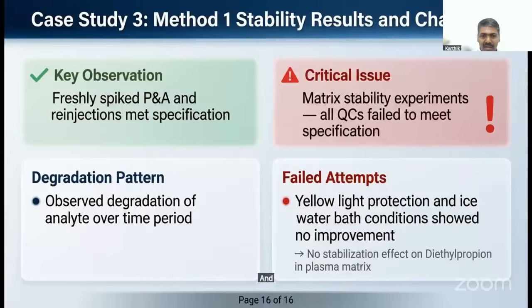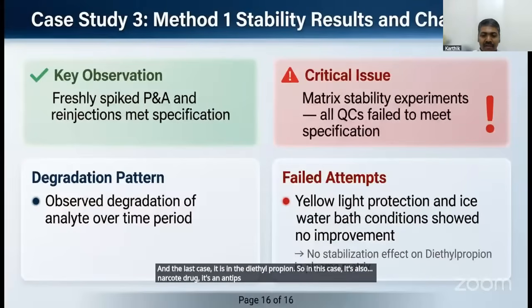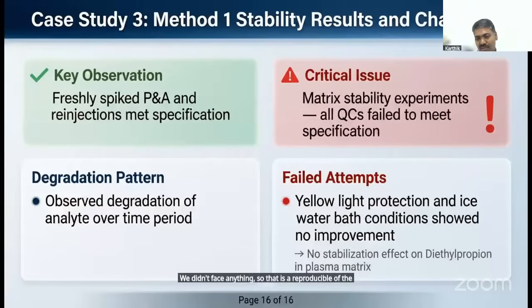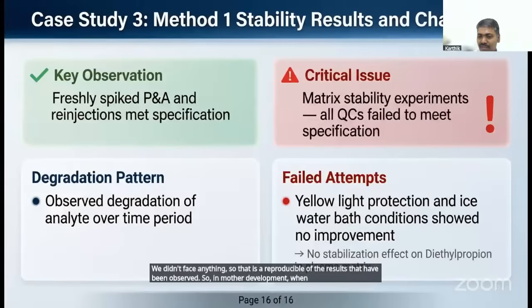And the last case is diethylpropion. It is also a narcotic drug, an antipsychotic drug. Regarding the key observation during method development, precision and accuracy and re-injection stabilities were all assessed during the initial development, and we didn't face anything. Reproducible results were observed. But in method development, when we assessed matrix stabilities like bench-top stability, freeze-thaw stability, or prepared sample stabilities, autosampler stabilities, we observed QC failures.